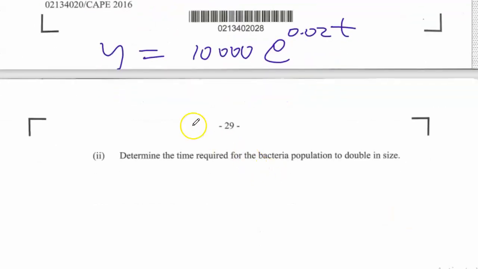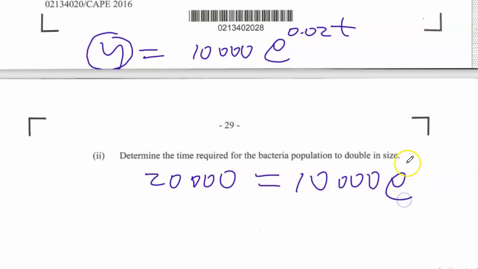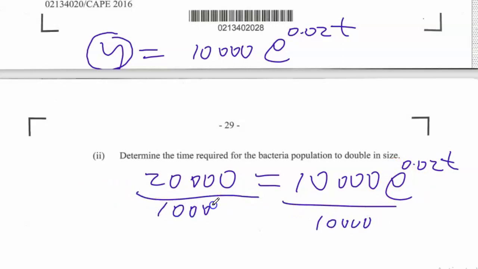So remember, the initial population was 10,000. So if the population is to double in size, it means that y would now be 20,000. So replace the y with 20,000. So 20,000 equals 10,000 e to the power of 0.02t. And of course we can divide both sides by 10,000.